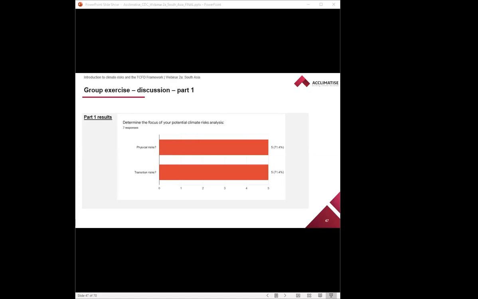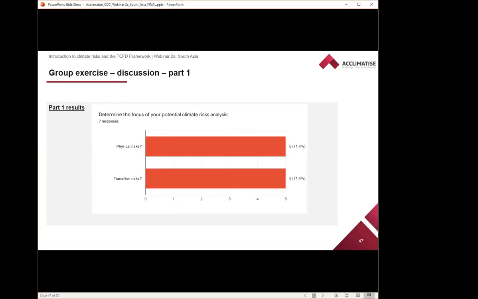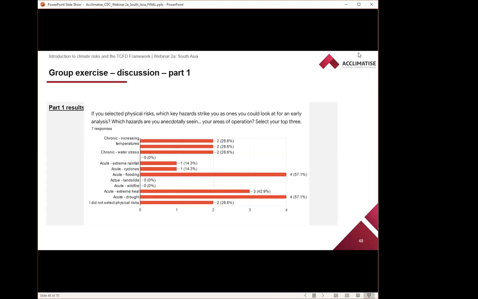Okay, so if I can ask John and Anu to jump in here as well, but what we saw is actually a really interesting and equal divide between interest in physical risk and transition risks, which is encouraging because TCFD does indeed ask you to look at both. Maya, if you want to go to the next slide.